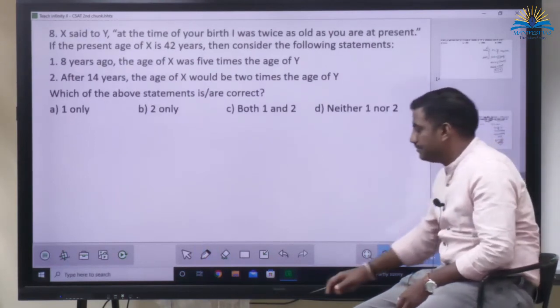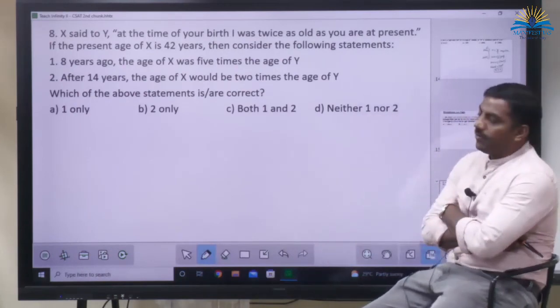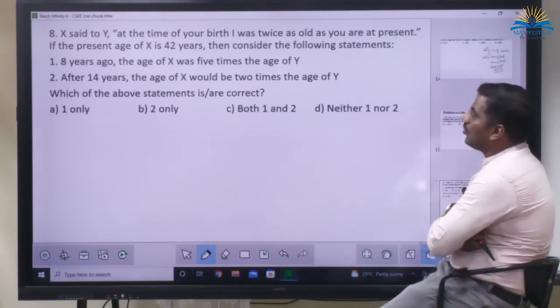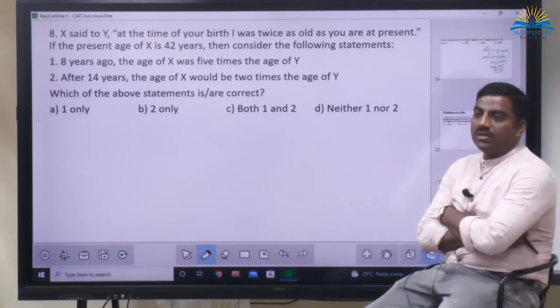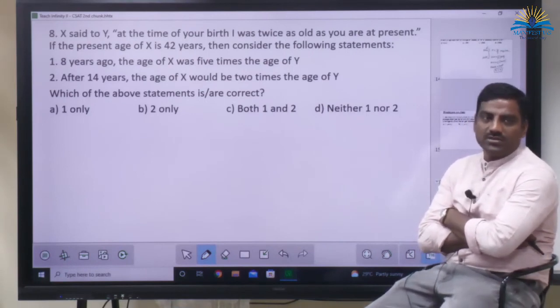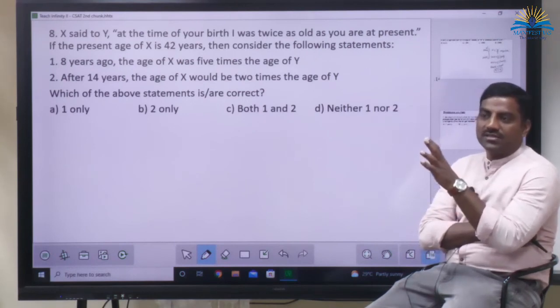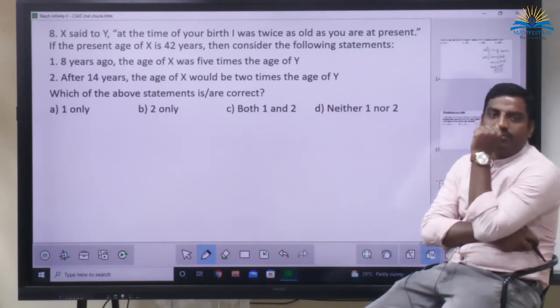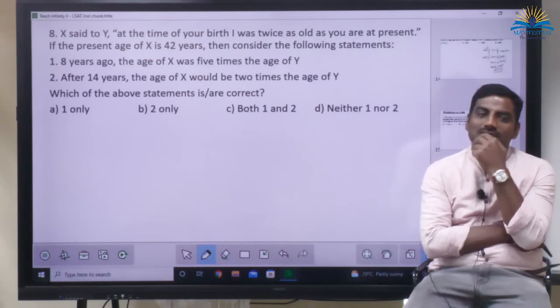This is like a puzzle. X said to Y, at the time of your birth. Whose birth? So during the birth of Y, how many years old he was? I'm not asking X. During the time of birth of Y, how old was Y? I'm asking Y's age at the time of birth of Y.